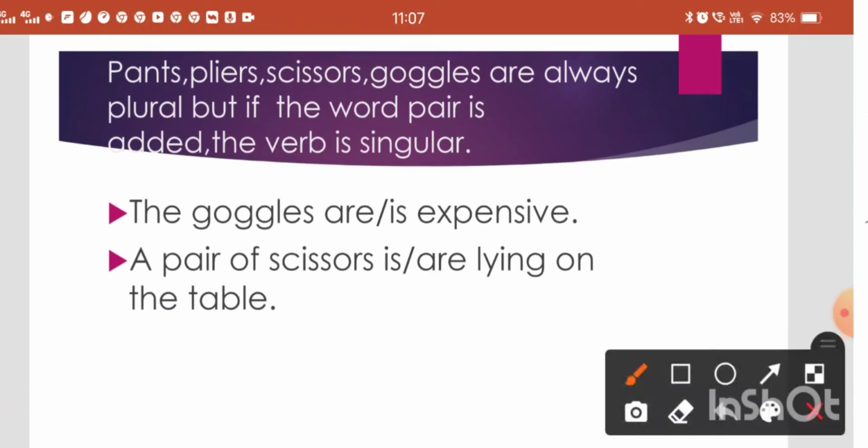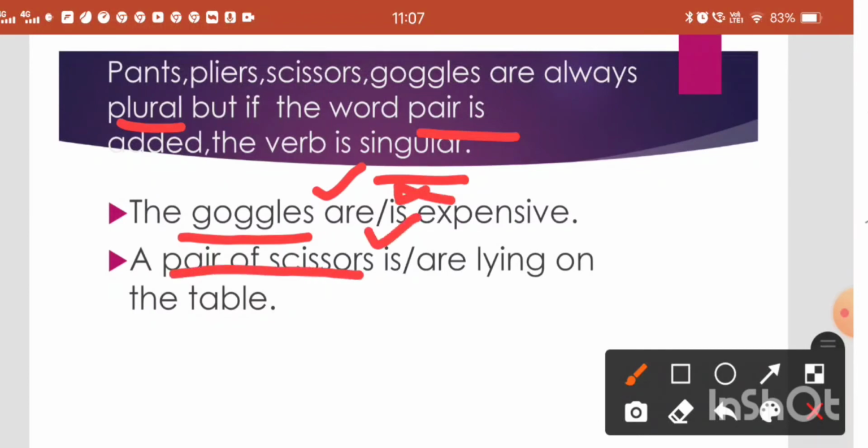Pens, pliers, scissors, goggles are always plural, but if the word pair is used, then the verb is singular. For example, the goggles are expensive, not is expensive. A pair of scissors is lying, not are lying, on the table.